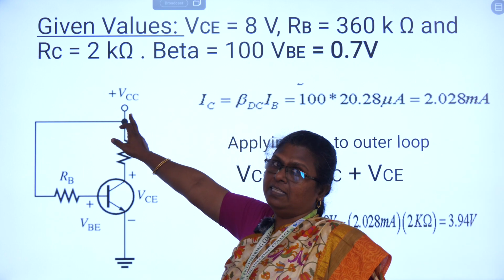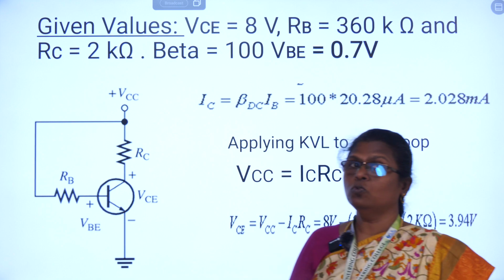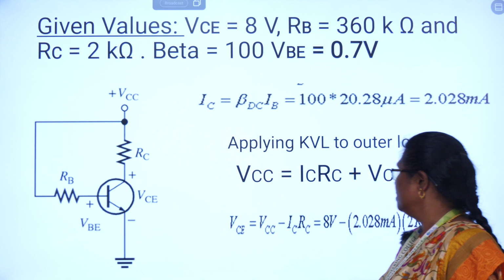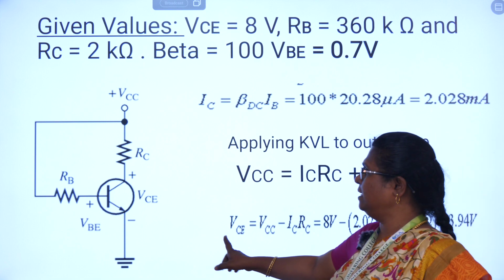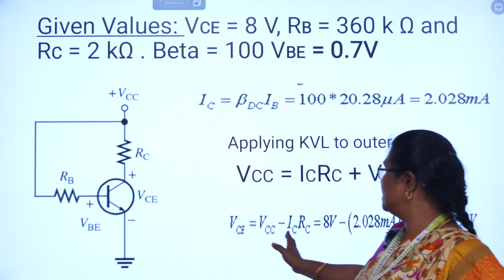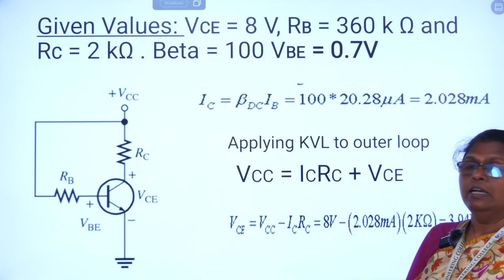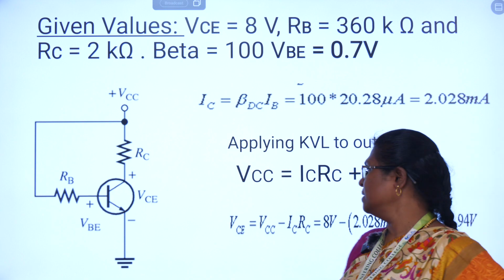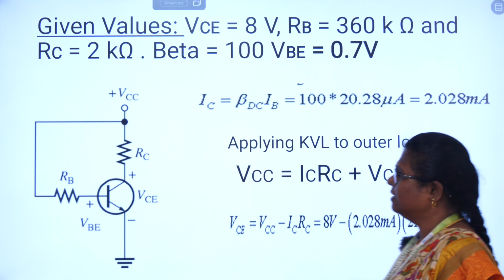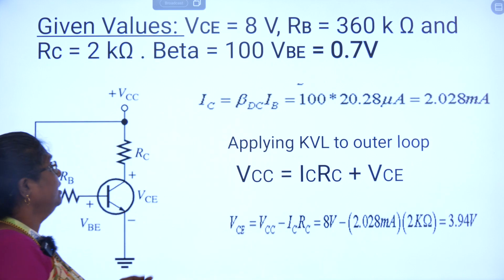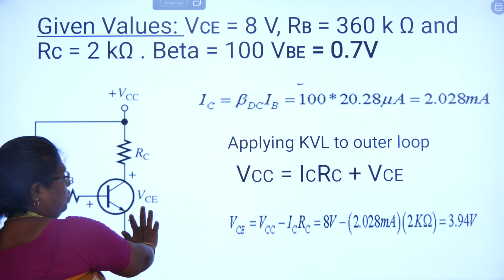VCC is the source voltage, and the drop is IC RC plus VCE. So let us rearrange it to determine VCE. VCE is equal to VCC minus IC RC. Let us substitute the values and determine VCE.